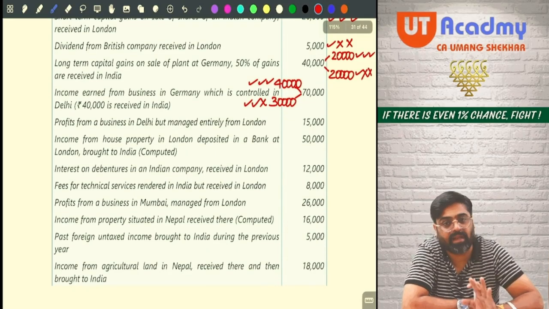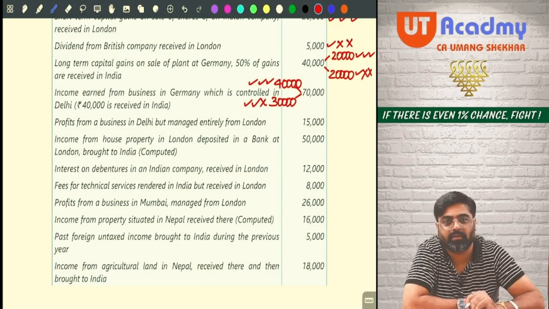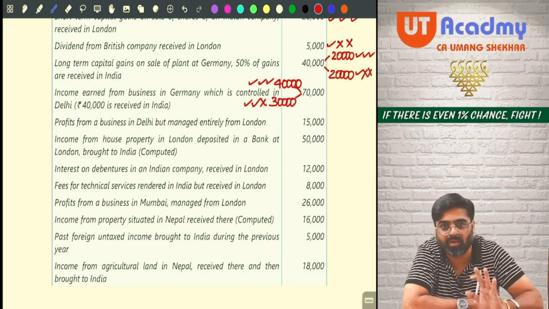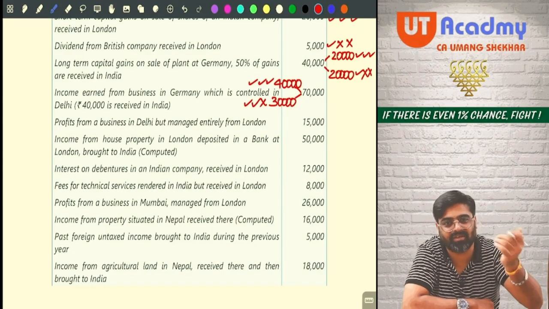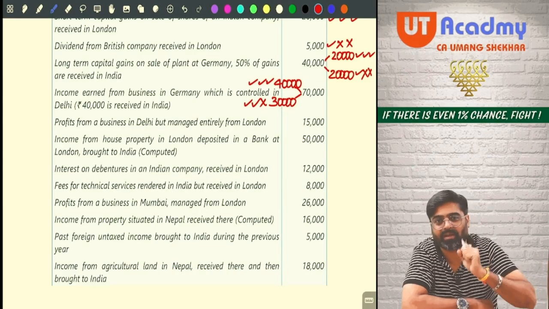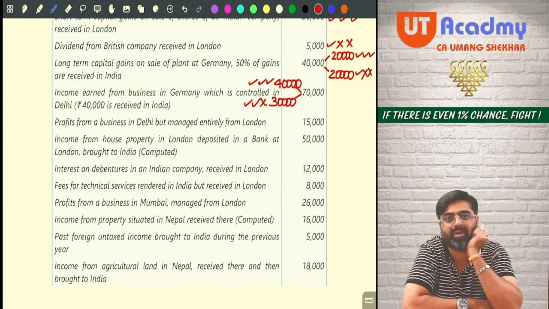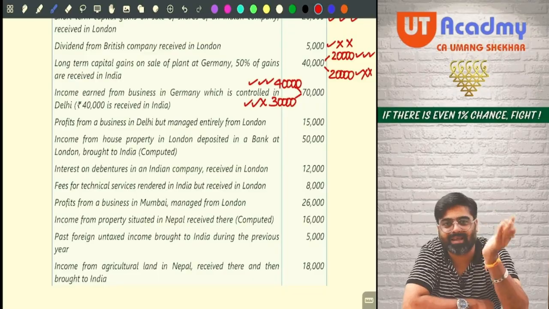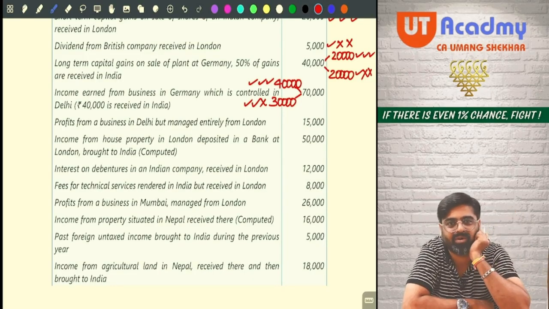Profits from business in Delhi. That's it. Don't read ahead. Where is business? Delhi. Meaning the business is in India. And that business is giving you some income. That income will be definitely accrued in India, no? If the business is in India, that business giving you income, that income is accrued in India. So entire income which is accrued in India has to be taxable as your Indian income, no?